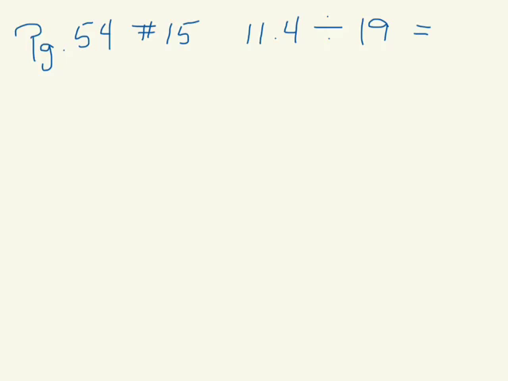So first thing I'm going to do is change it from a horizontal problem to vertical. So I'm going to do 11.4 divided by 19, like that. And since 19 is bigger, I know it can't go into 1, it can't go into 11. So we're going to look at it as like 114. So let's look at this here.